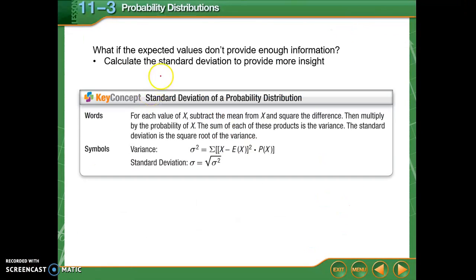All right, last part of this chapter. If the expected values don't give me enough information, let's say the expected values in two distributions are really close together, then we use the standard deviation to get more insight. We have talked previously about how to get the standard deviation. Remember, for each value, we subtract the mean and square it. And then I get the mean of those. Basically, we'll be reviewing the formula for standard deviation that we used before. We're getting the mean of the square of the differences and taking the square root to get the standard deviation.